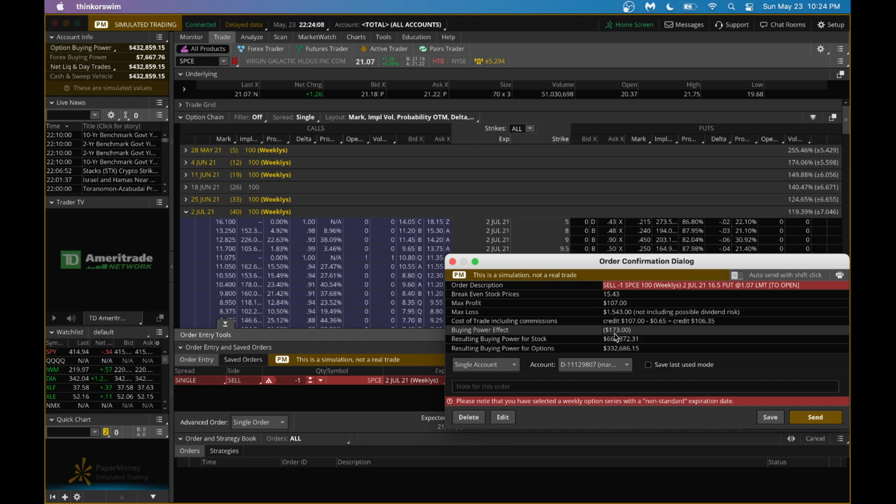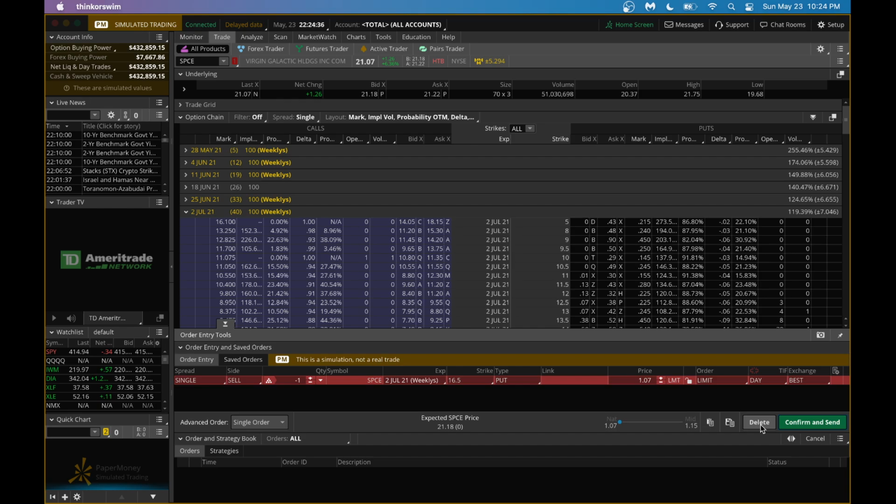And you'll basically get $107. And if the stock keeps going up, there will be theta decay and you get to keep this money. If the stock keeps going down, you get to buy the stock at this price here, $16.50, which is not a bad deal. So this is a good way to play this stock here, Virgin Galactic, and go from there.